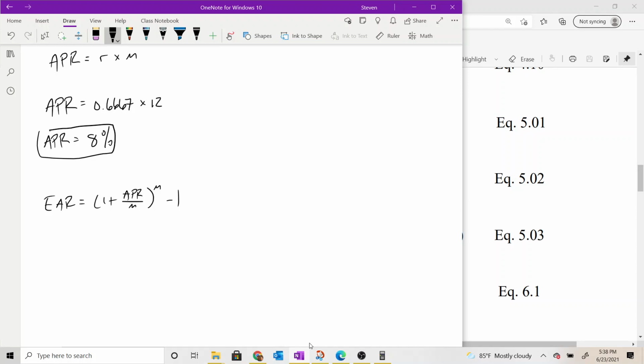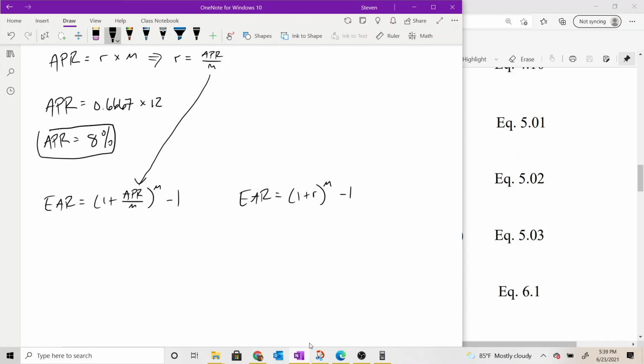If I take this APR equation and I solve for R, the periodic effective rate, what I'm going to do is divide both sides by M. And so R, the periodic effective rate, is equal to APR divided by M. That means I could substitute in right here APR over M. I can substitute in R, or our periodic effective rate. So I could rewrite this as 1 plus R raised to the M.